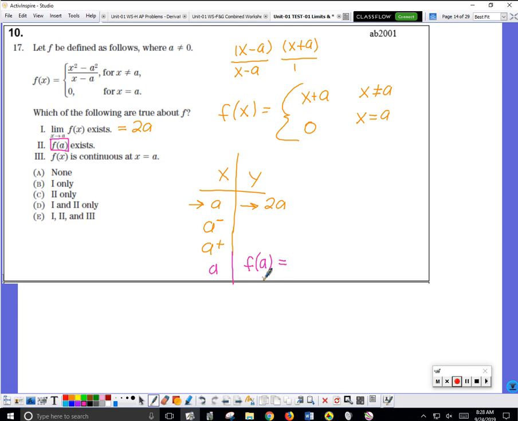Somebody comment, does f of a exist, and how do you know? Just wait for a few more heads. So does f of a exist, and how do you know?